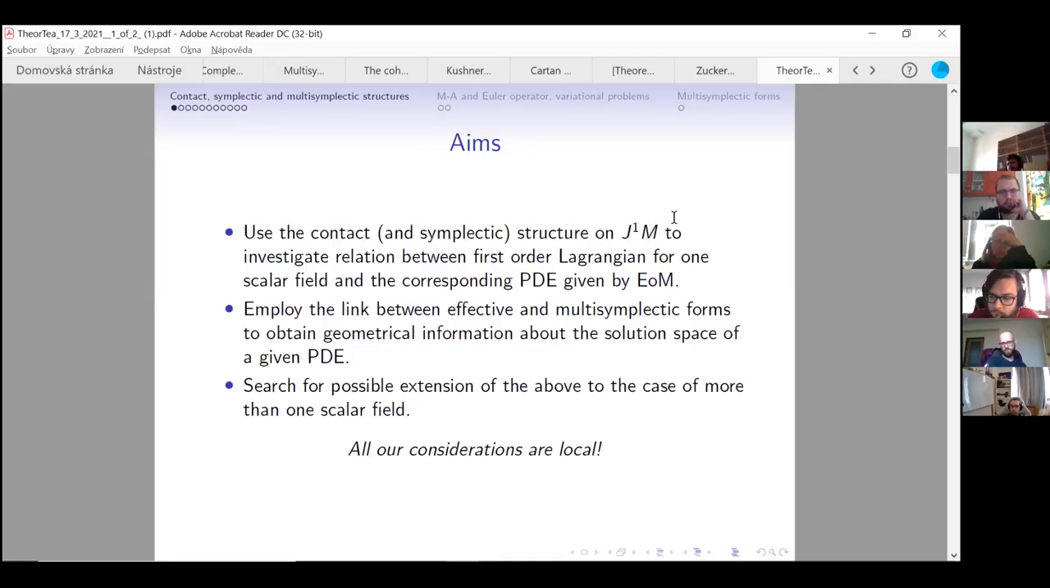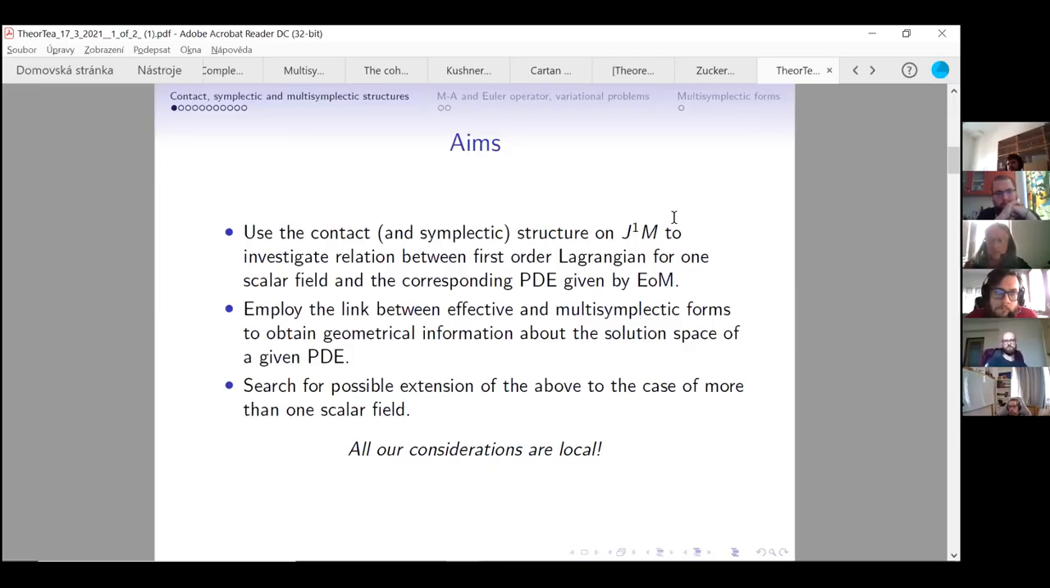Then we can also use the link between certain effective and multisymplectic forms. The notion of effective forms, which we will see later on, is a crucial notion in this talk. And once we have the connection to multisymplectic forms, we can say something interesting about the geometrical features of the solution space. Not that we would be capable of describing the solutions explicitly, but at least we can say something from the geometrical perspective.